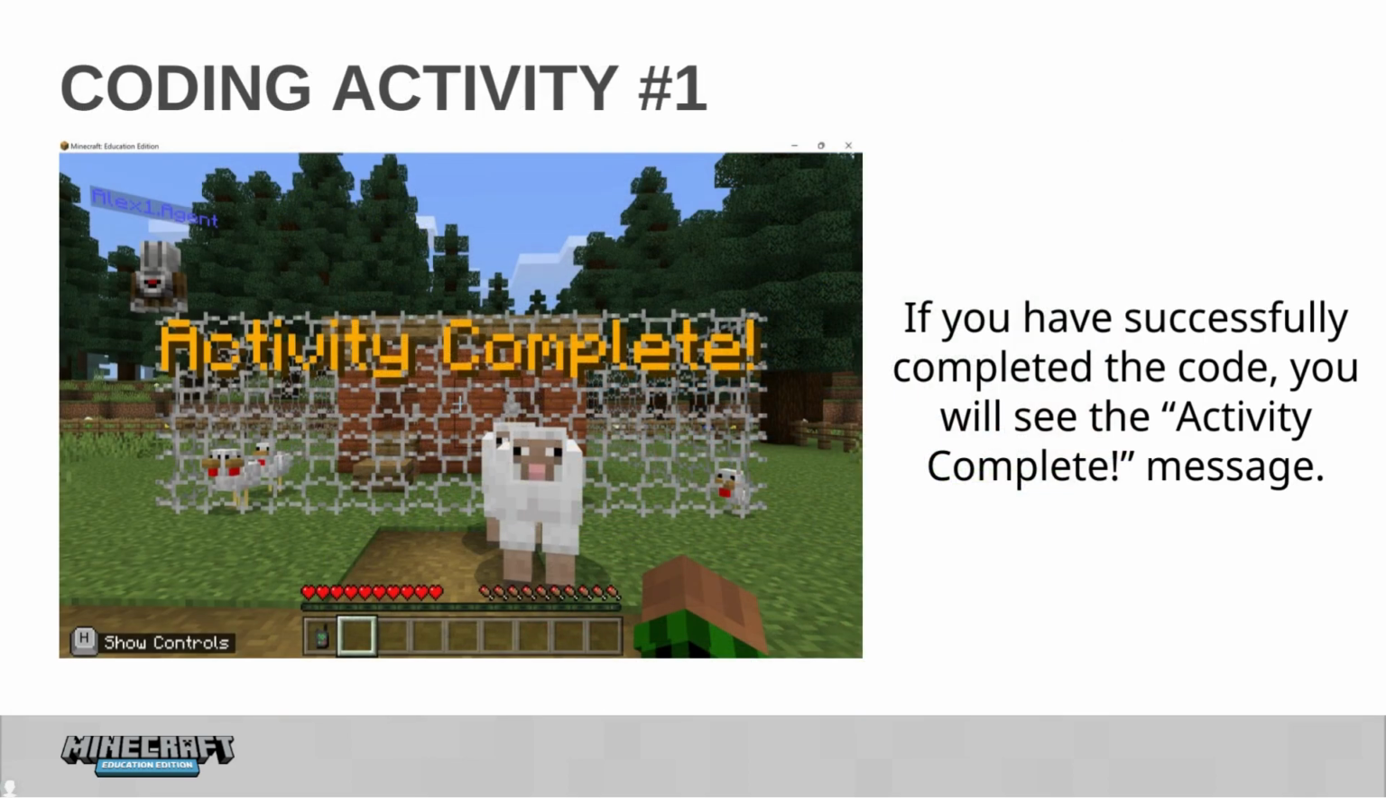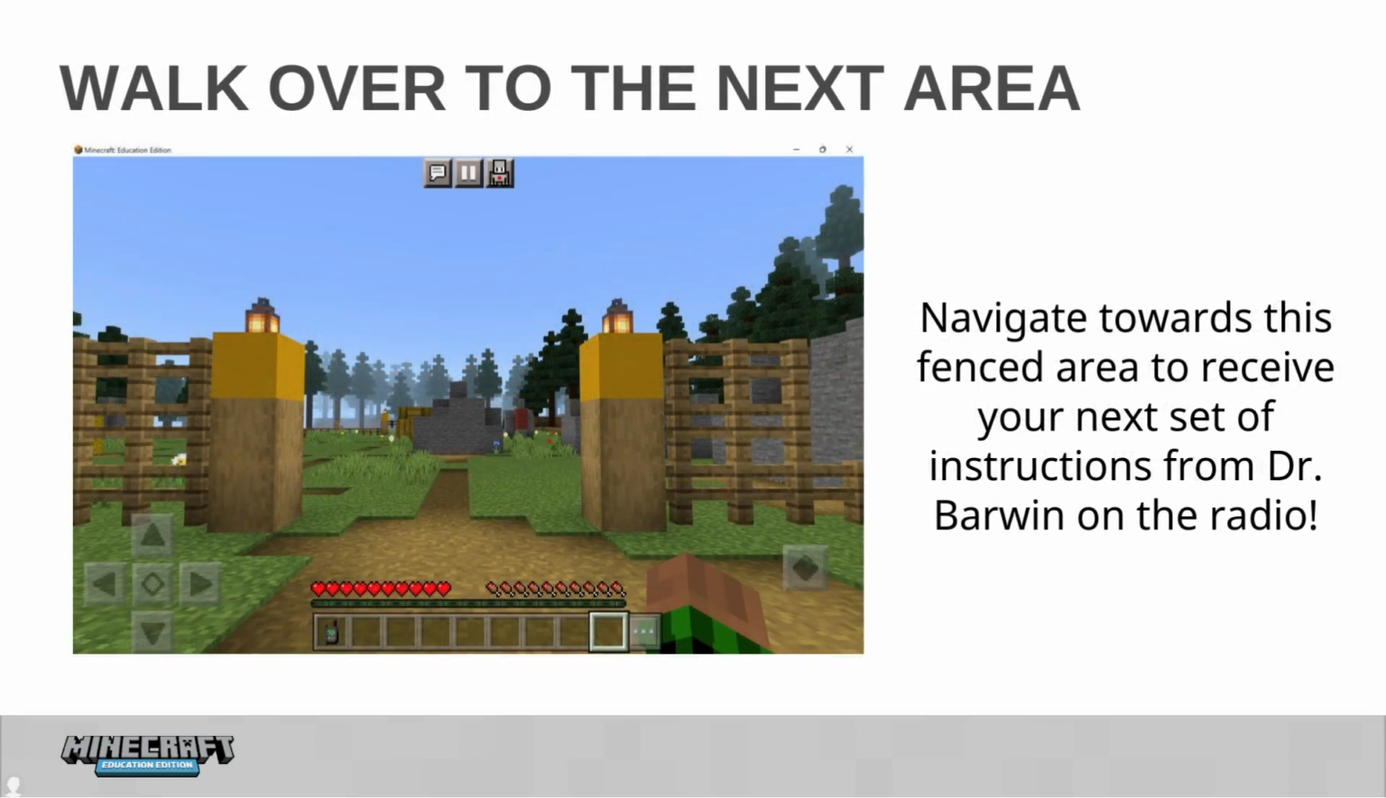And of course, once you're successful, you will see that activity complete sign. To get to your next coding activity, you'll need to walk over to the next area.